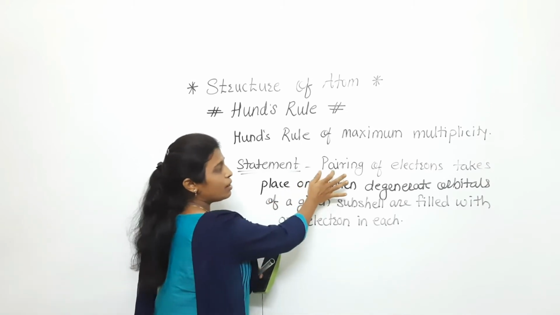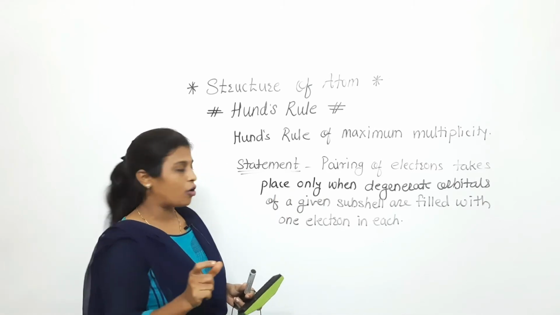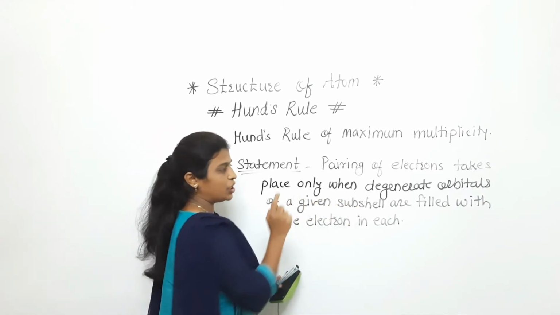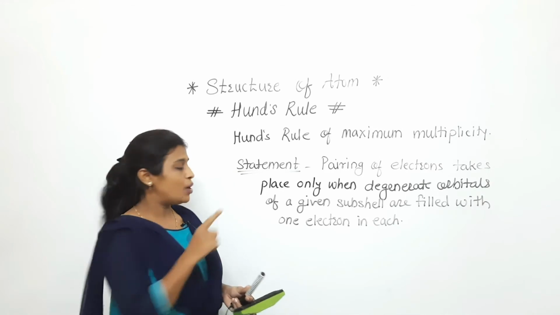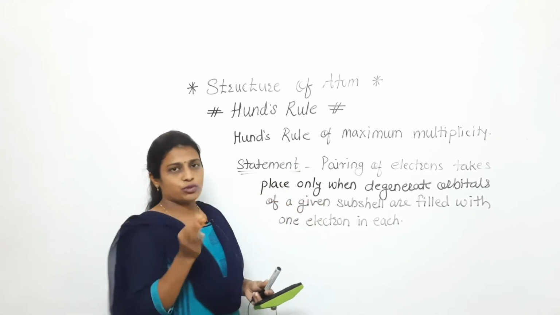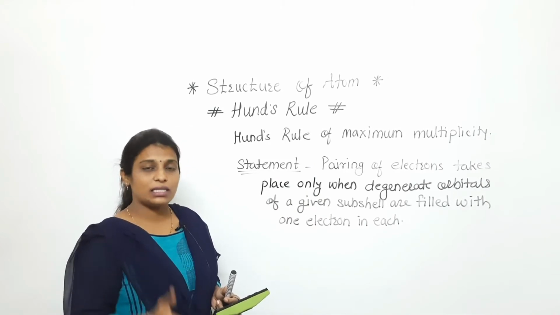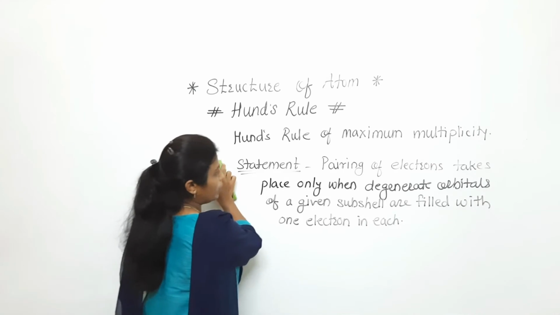So in this way, pairing of electrons takes place only when the degenerate orbitals of a given subshell are filled with one electron in each. So this is the statement. Hope you understood that, and after that we will discuss some examples so it is easy to understand. Okay, now this is the statement.